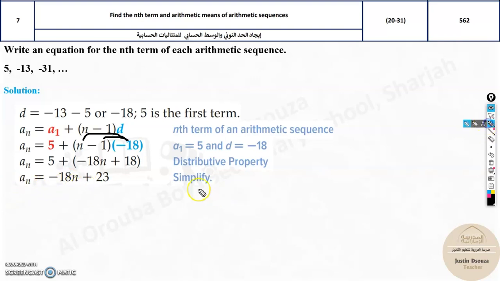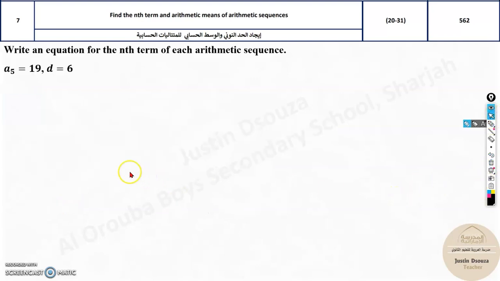So if you know n, say I want to find a15, all you need to do is a15 equals, here instead of n you put 15 and multiply negative 18 times 15 plus 23. That's it. So similarly, we have one more problem. Here we don't have a sequence. They have given a5 and d. But the problem here arises because we do not know a1. What is the first term?